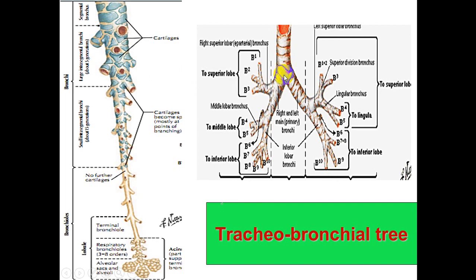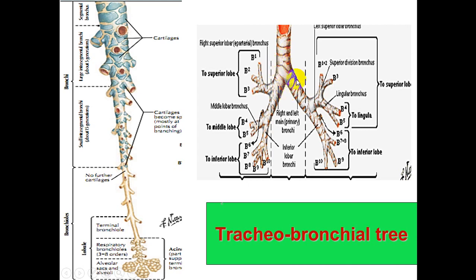At the level of the lower border of the T4 vertebra, at the sternal angle, the trachea divides into two principal bronchi, the right principal bronchus and the left principal bronchus. The right one is more vertical and in line with the trachea. It is 2.5 centimeter long, shorter, wider, and this point is important as inhaled objects or foreign bodies tend to pass from the trachea towards the right side as it is more vertical than the left side.